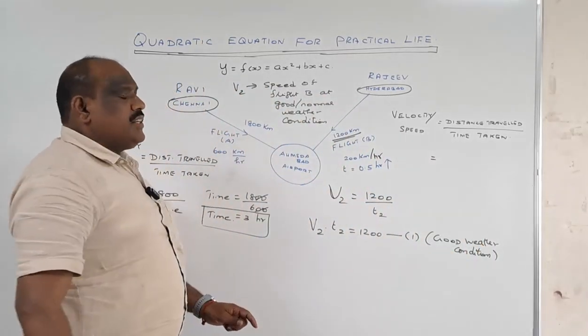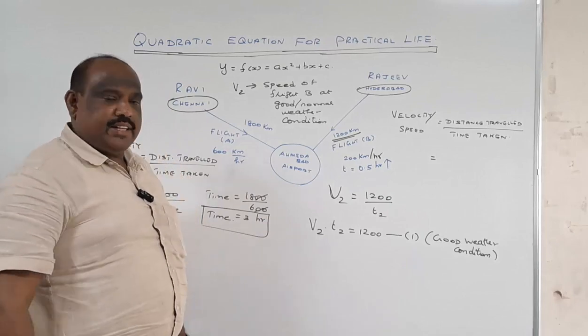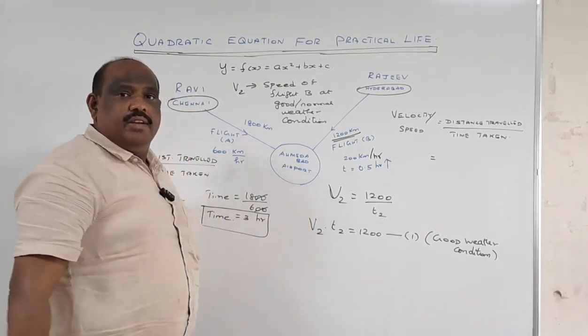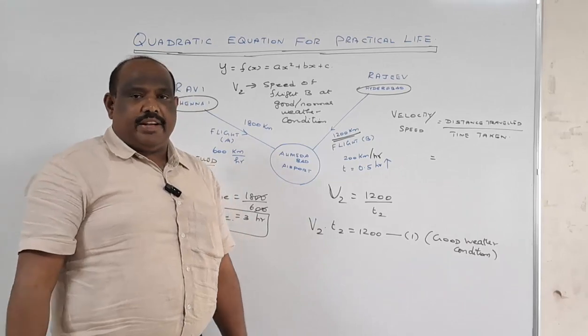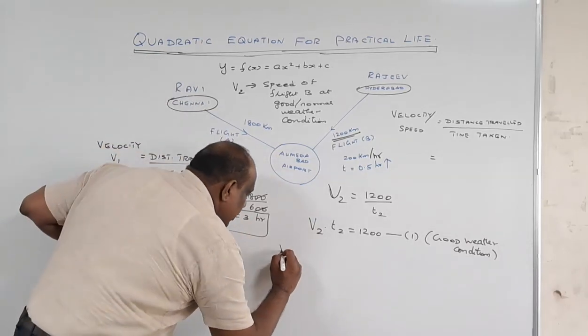Now, the actual condition is not good. The actual condition is bad weather. So what happened to the velocity? It reduced by 200 km per hour. Very good. So it is V2 minus 200.